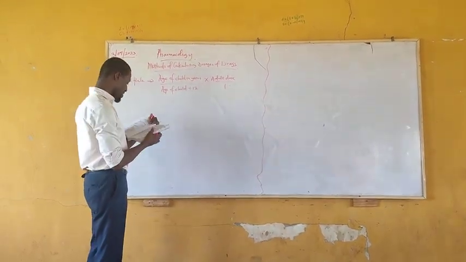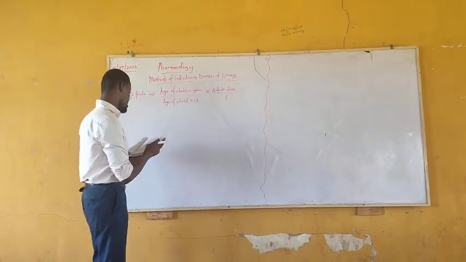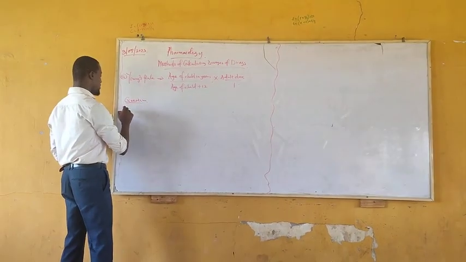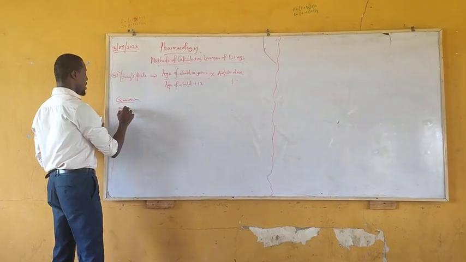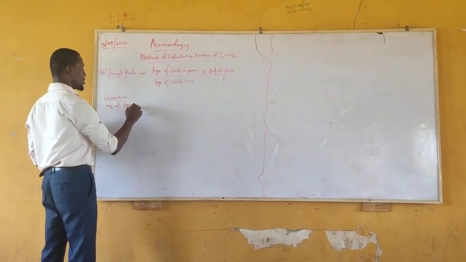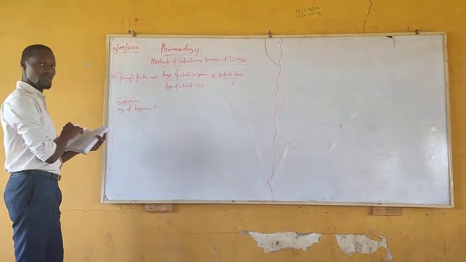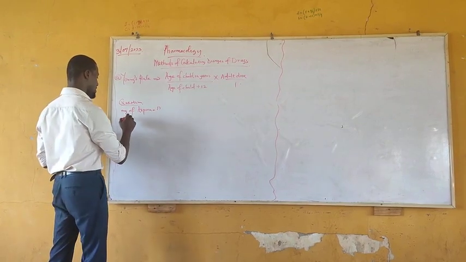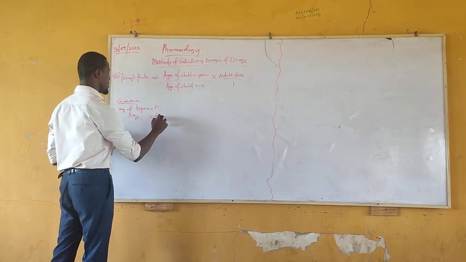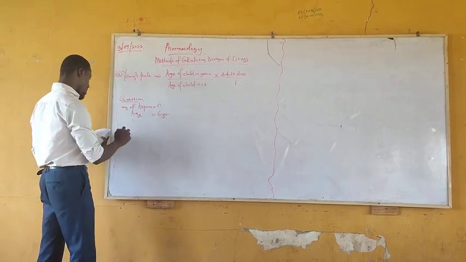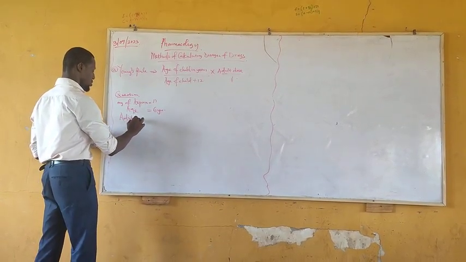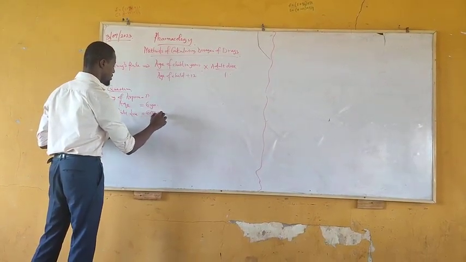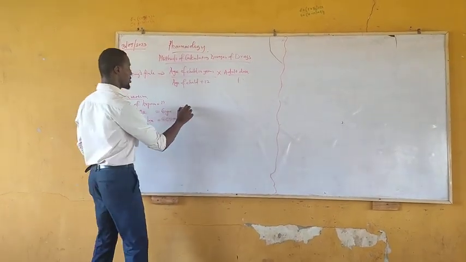Now, for example, we ask the question: how many milligrams of aspirin will you give to a child that is 6 years of age, when the adult dose is 600 milligrams? So using this formula, what do we have?